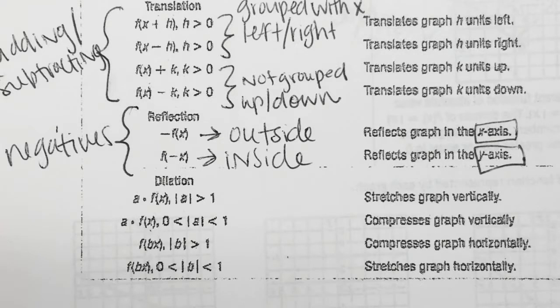If it was on the inside, like this, it would be flipping across which axis? The y. This is our y-axis. What would happen if I flipped it? Would it look the same? Yeah, because it is the same. Because anything we take out of the absolute value bar is going to be what? Positive.